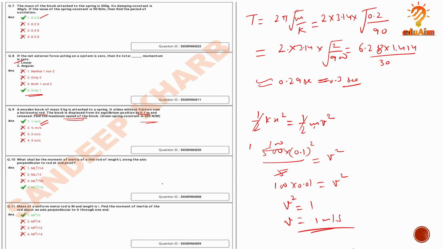Okay, 10th question is: what should be the moment of inertia of a thin rod of length L along the axis perpendicular to the rod at midpoint? It is ml square by 12. Last time also, questions were asked from the moment of inertia formulas, and this time it is the same. 11th question is also from the moment of inertia of a uniform metal rod.